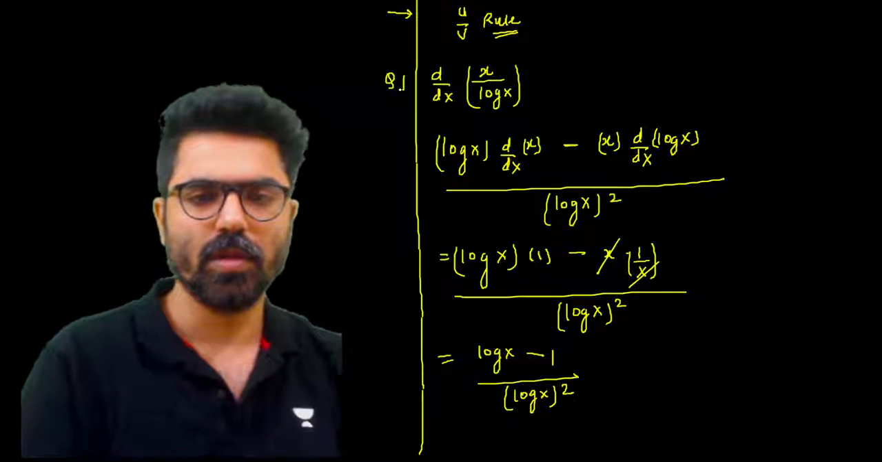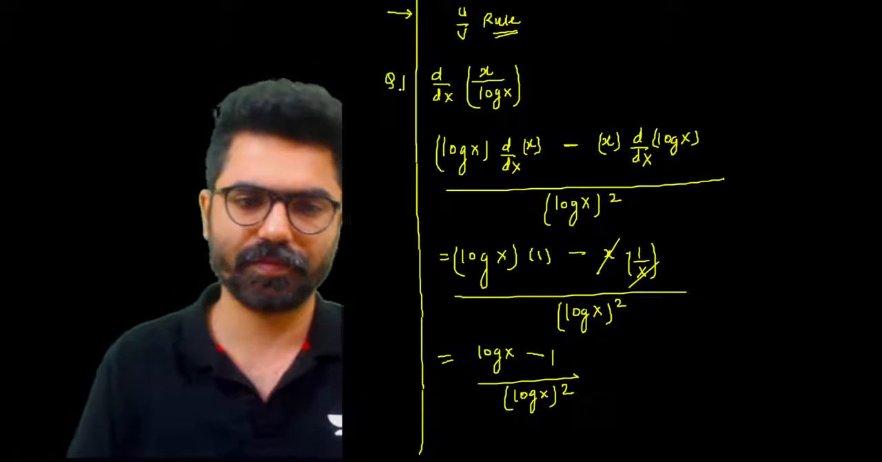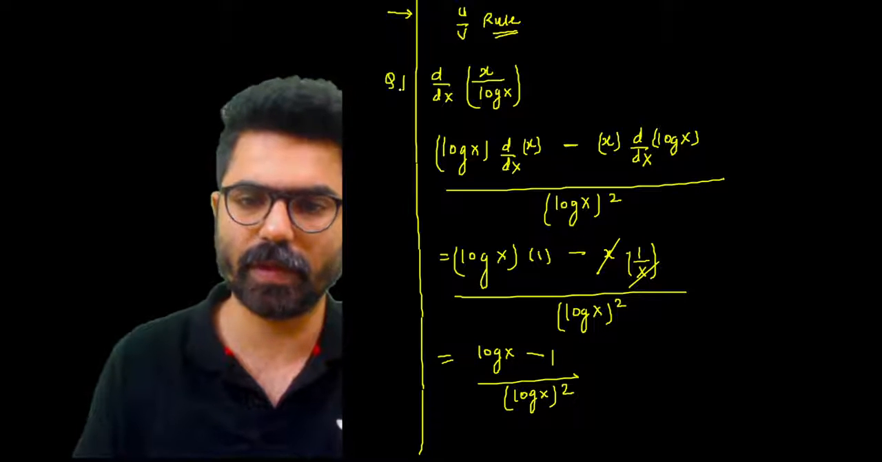Note this also. I'll take one more for the practice. U by V rule, one more for the practice will be taken.